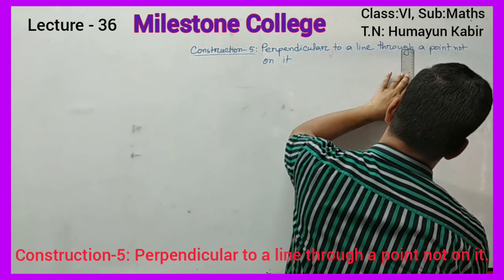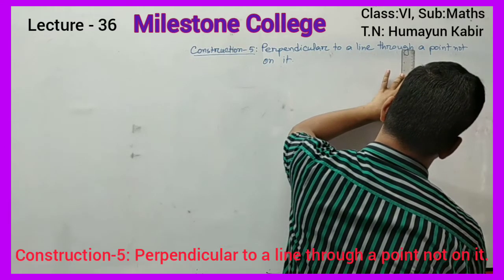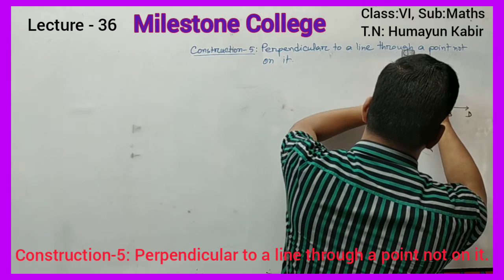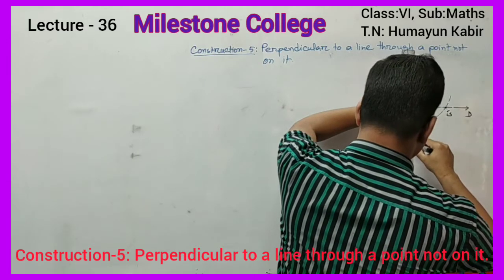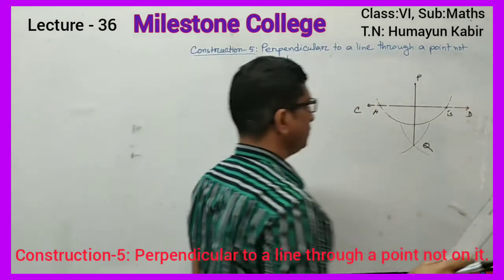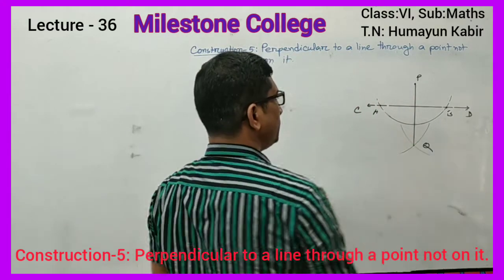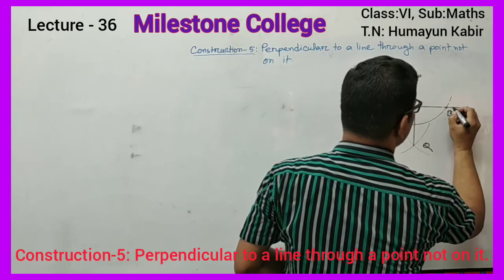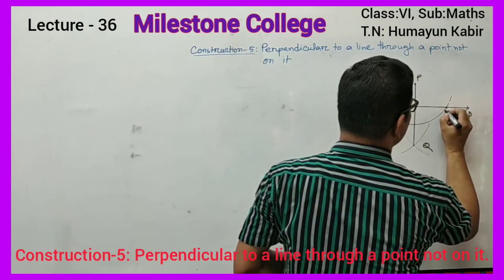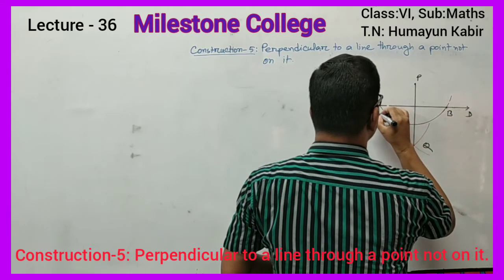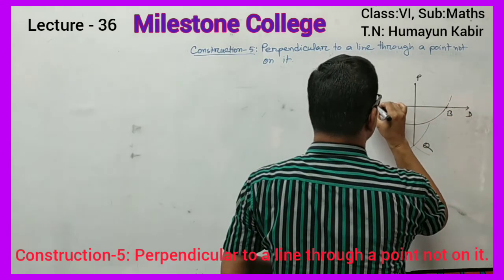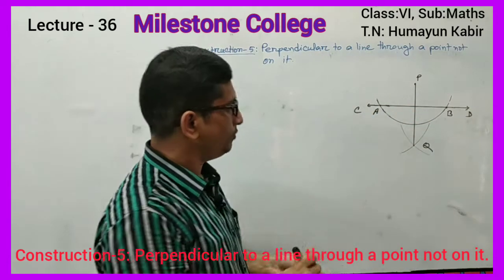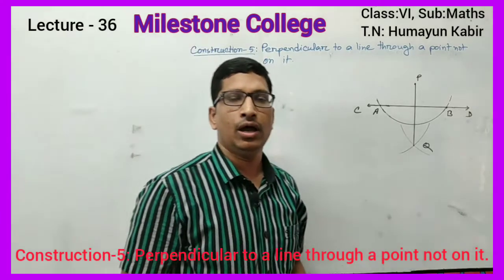With the help of a ruler we join P and Q, then this PQ will be the required perpendicular. So how will we draw it?